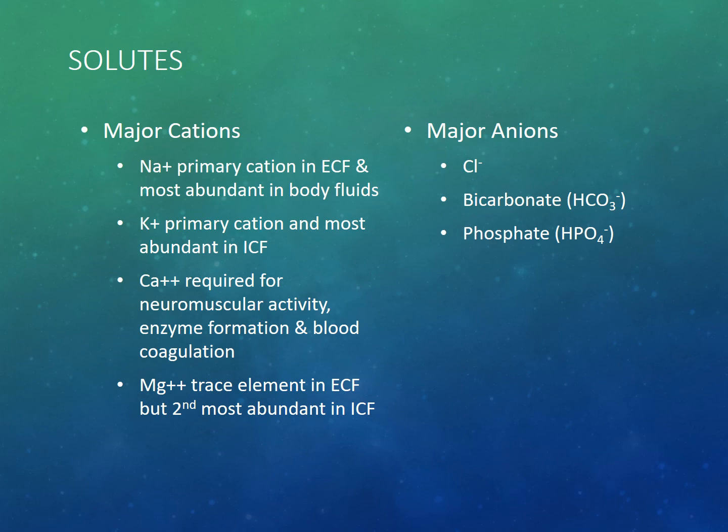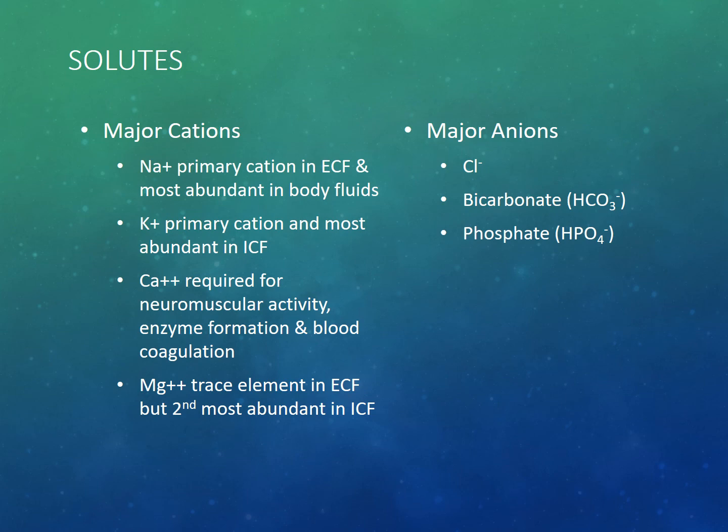And then we have our magnesium. Magnesium is a trace element in extracellular fluid, but it's the second most abundant in intracellular. So whereas for extracellular in the blood, magnesium is barely measurable, I mean, it's tiny amounts. But in the cell, right behind potassium, it's the most abundant. So it plays a much bigger role in intracellular fluid than extracellular.